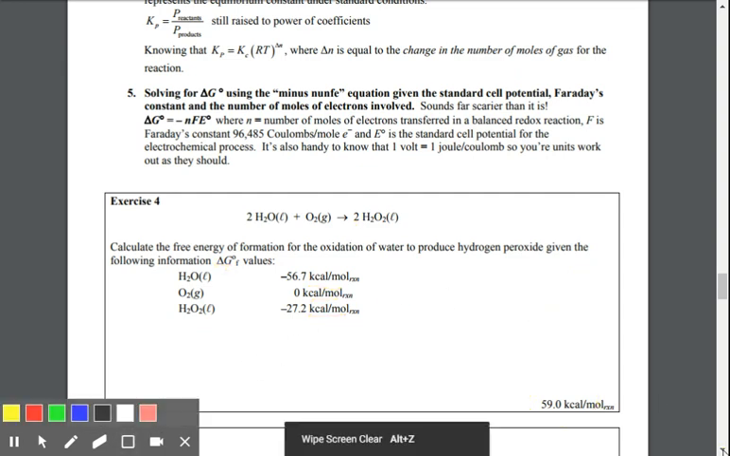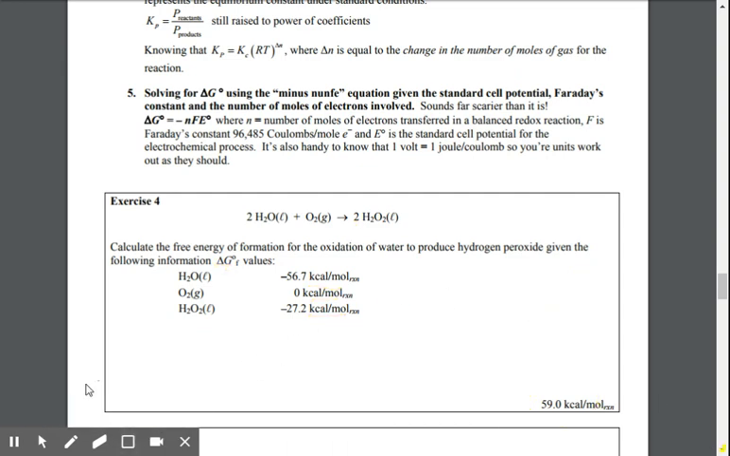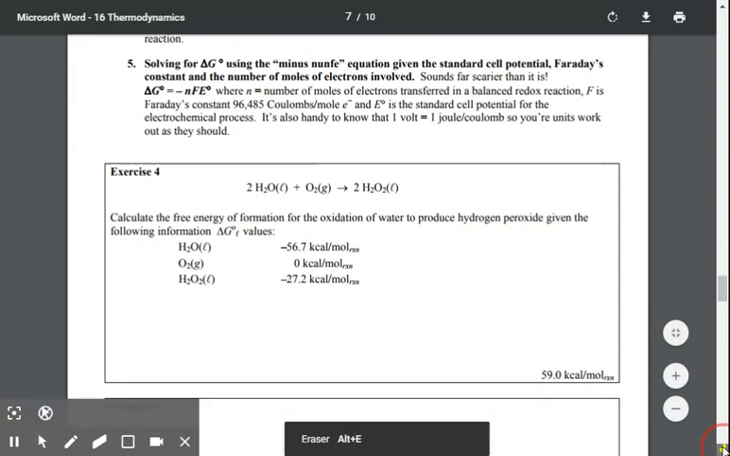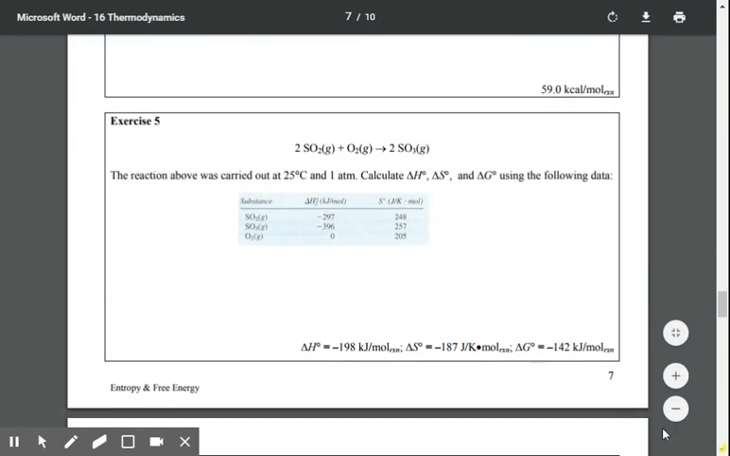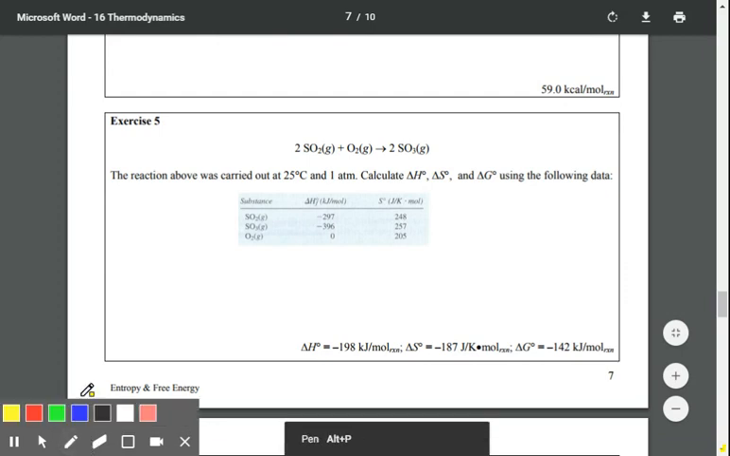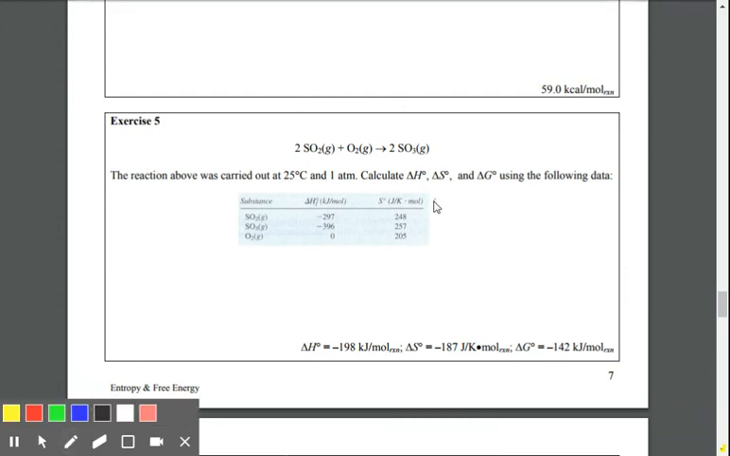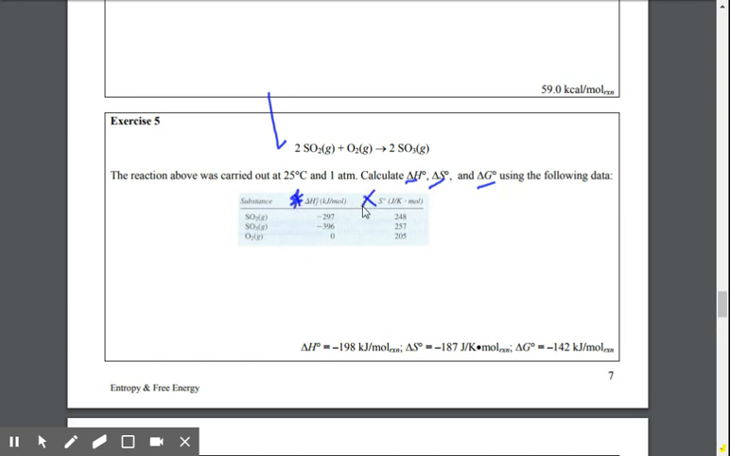Now let's look at the next exercise. Let's see, I gotta go back to my mouse, and here we go. Exercise 5. What we're trying to do for this one is we want to calculate delta H, delta S, and delta G using the following data. So we have a reaction here, we have a delta H of formation value chart, and we have a delta S chart. So our approach here is to find delta H using Hess's law.